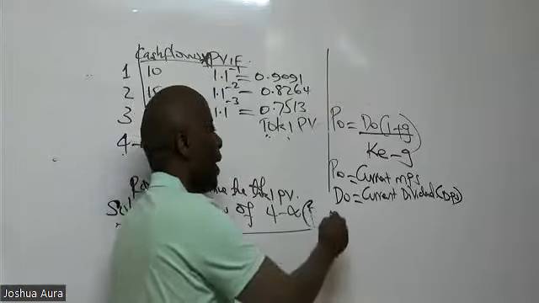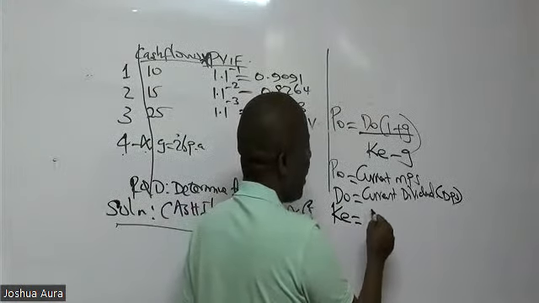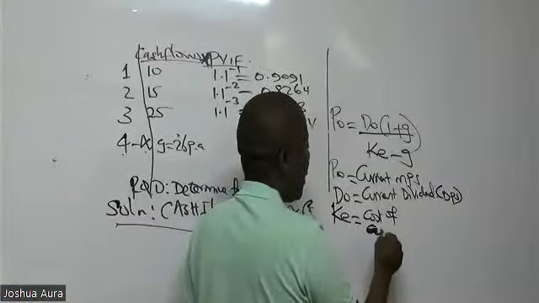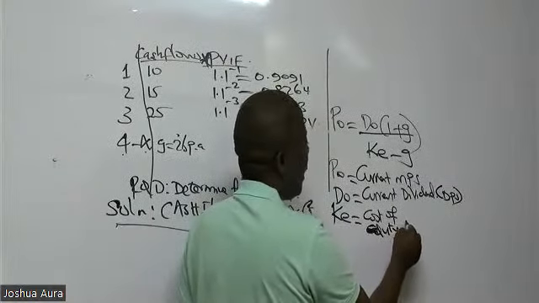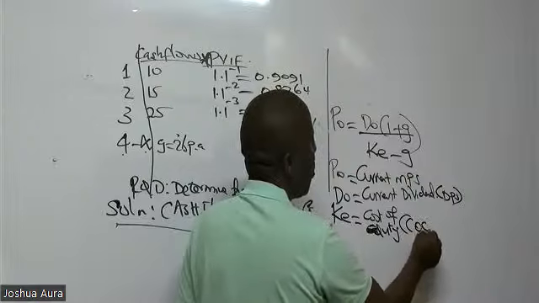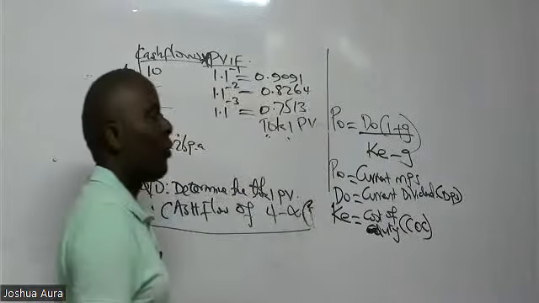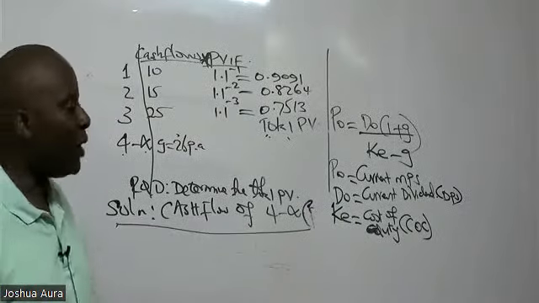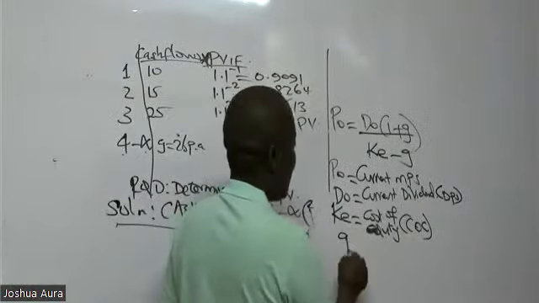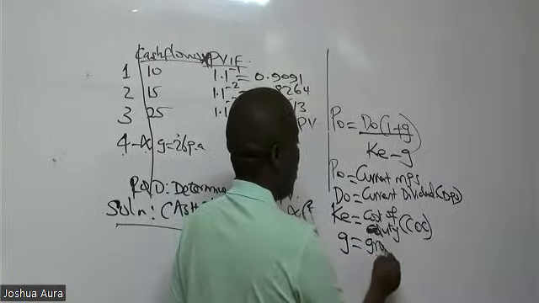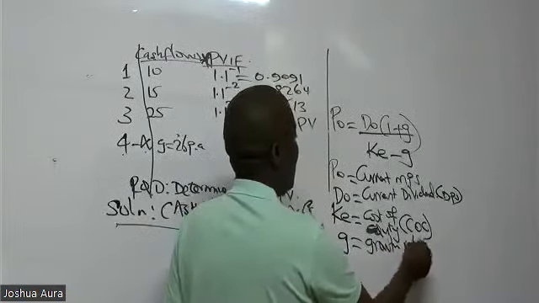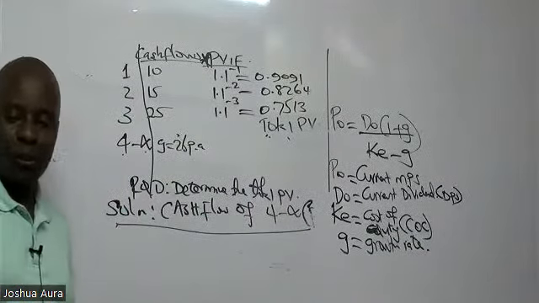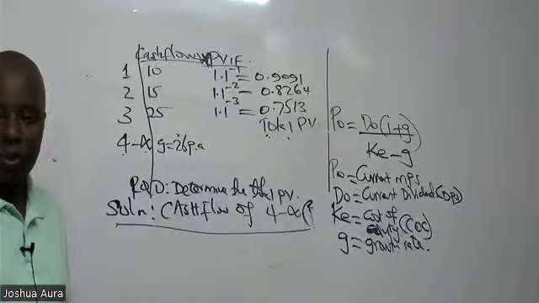And then we have a KE. KE here is cost of equity. In our case, we shall be using this as our cost of capital. And then we have a G. G is the growth rate.